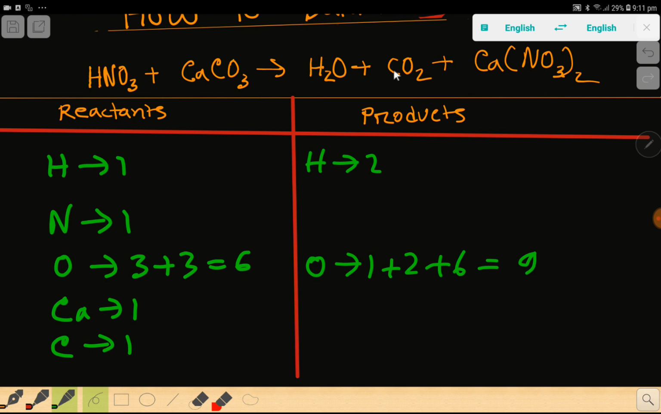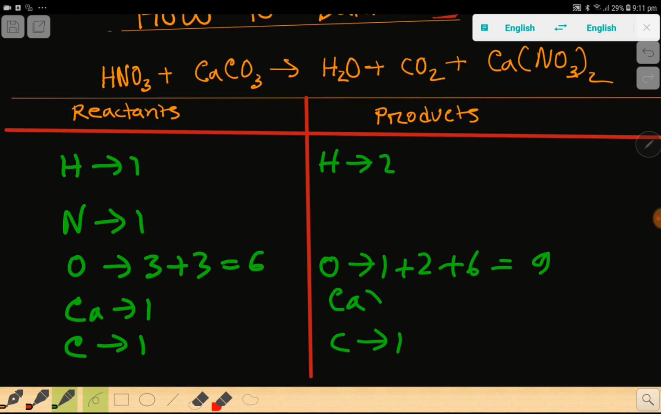Then here in carbon dioxide we have carbon, that is 1. Then already we have taken this oxygen. Then we have calcium, that is 1. Right. Then here we have nitrogen, that is 2 nitrogen. So let me write here. Then we have 6 oxygen, already we have taken that. So to balance this reaction means we have to balance the number of hydrogen, nitrogen, oxygen, calcium and carbon from both sides of this equation.